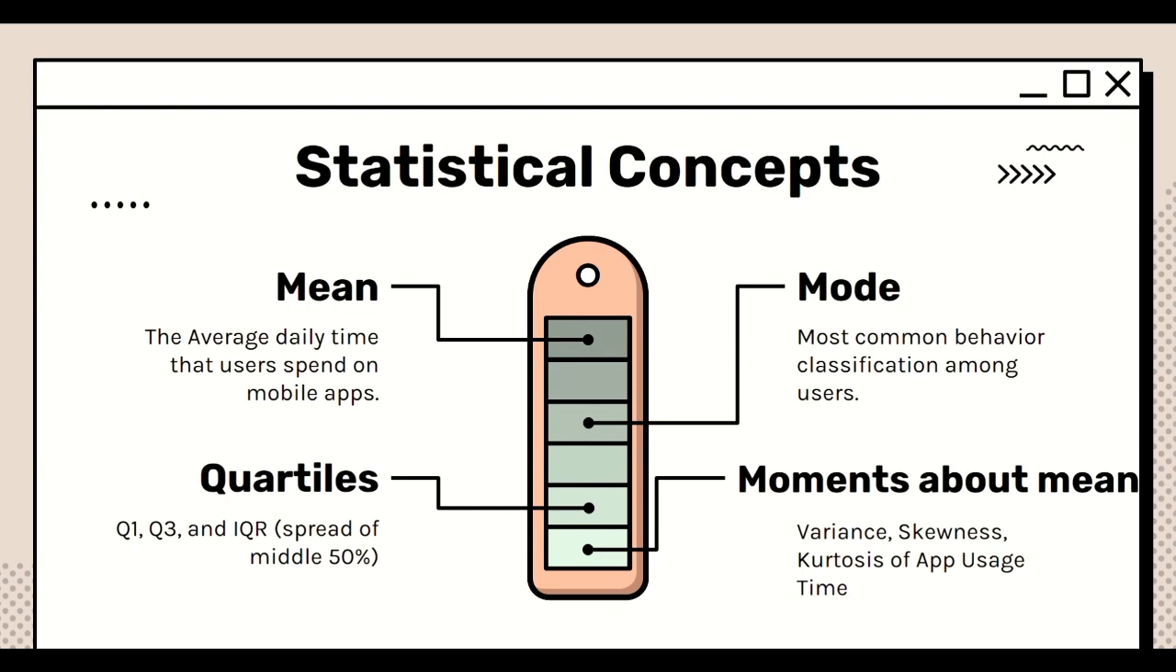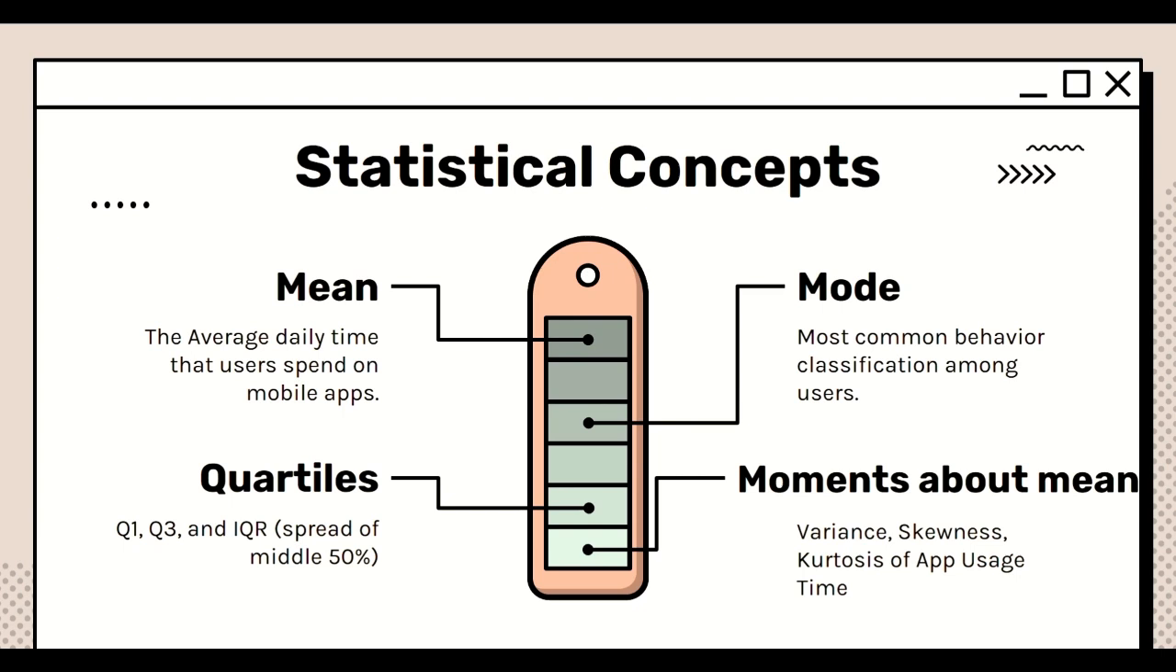Mean. The mean here is used to calculate the average daily time that users spend on mobile apps. Next off, there is mode. The mode shows us the most common behavior classification among users. Next off, there are quartiles, Q1, Q3, and IQR. Q1 and Q3 show the distribution of data usage MBs per day across the dataset. Q1 indicates where the lower 25% of users fall in terms of data consumption, and Q3 shows the upper 75 percentile. The IQR shows the spread of the middle 50%.